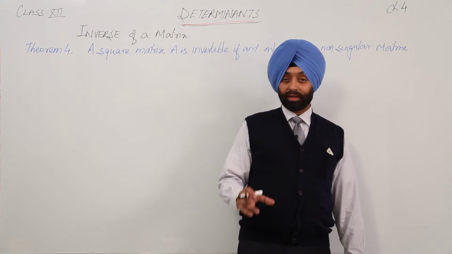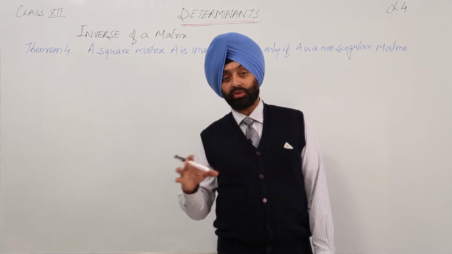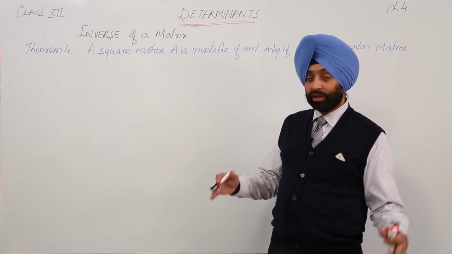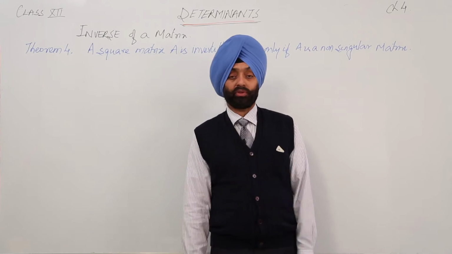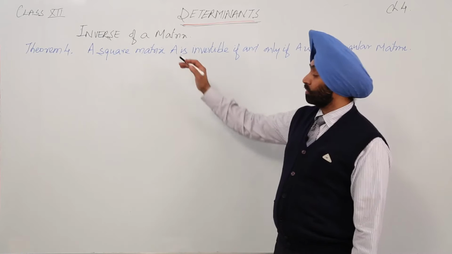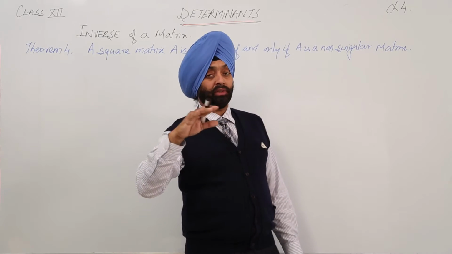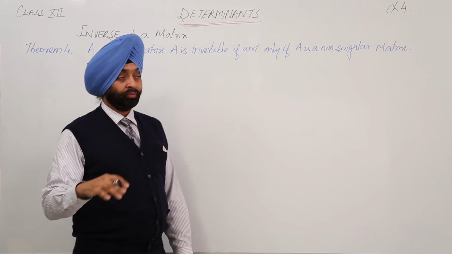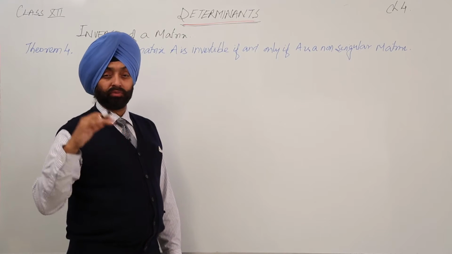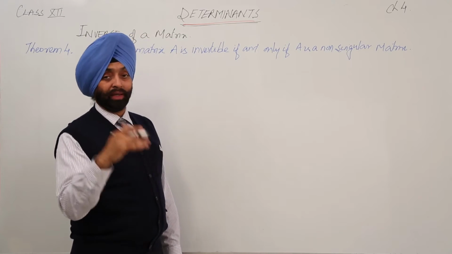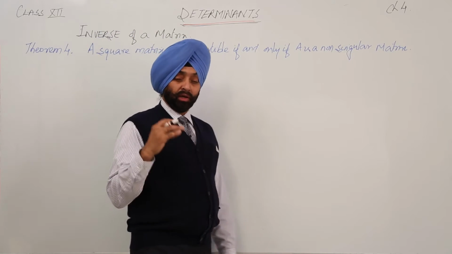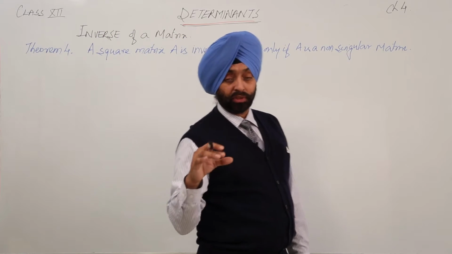Now our heading was adjoint and inverse of a matrix. Okay, we have done adjoint, we have done 3 theorems for the adjoint part. Now we are on the inverse of a matrix. Already we have done inverse in the last chapter, where we got the inverse by elementary operations. Now we are going to do inverse with the determinants.